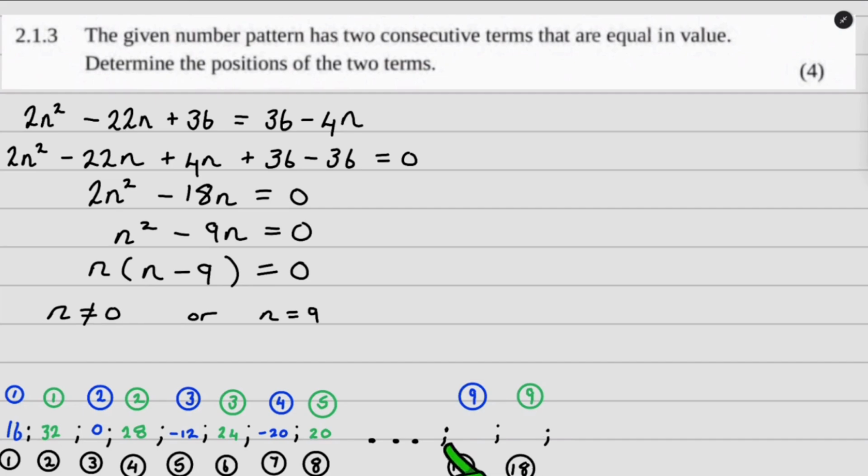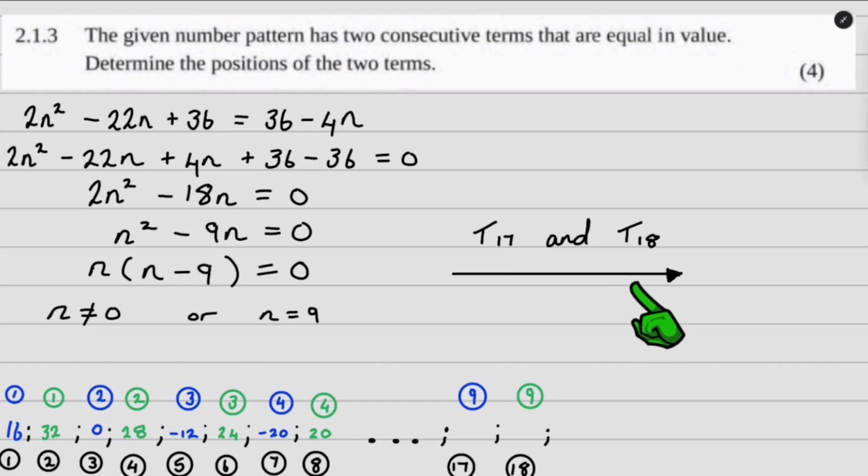You can almost see a pattern where you times this number by 2 to get that one, or you times this number by 2 to get that one. This should be a 4, sorry. So now we can conclusively say determine the positions of the two terms. It's term 17 and term 18, and you write that like this.